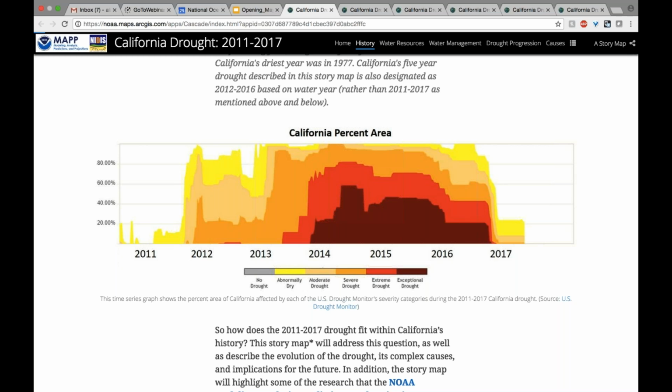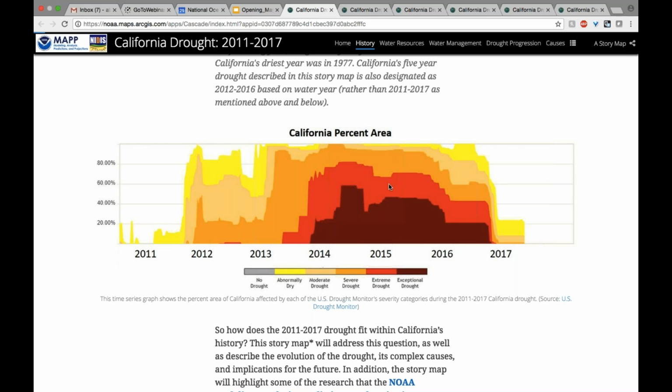And one quick note here, since we are using the calendar year, some of the dates mentioned in the story map may differ from dates based on the water year, which is the 12-month period from October 1st through September 30th of the following year, and is designated by the year in which the 12-month period ends. So just something to keep in mind as you scroll through the story map.